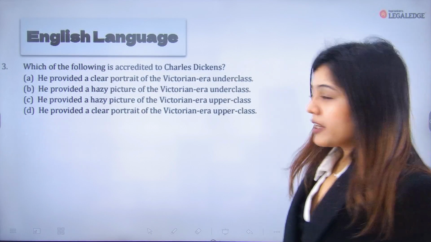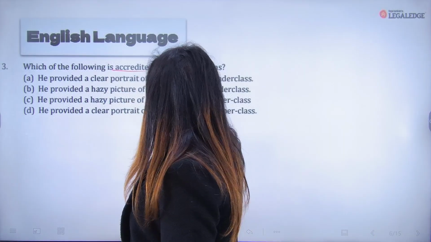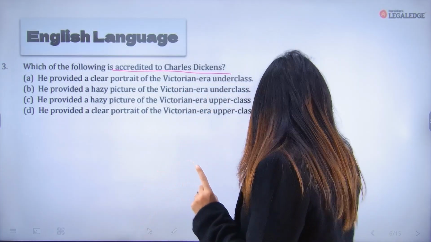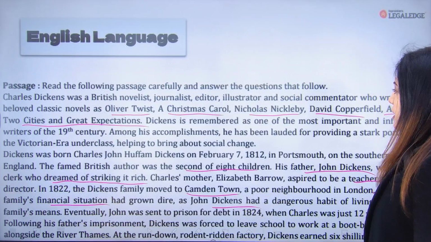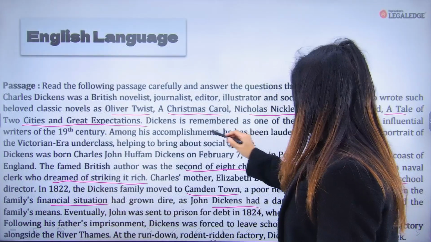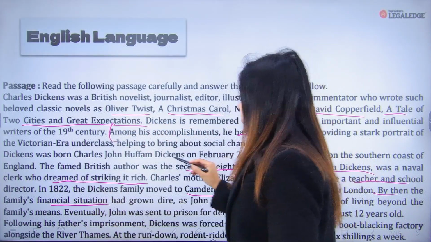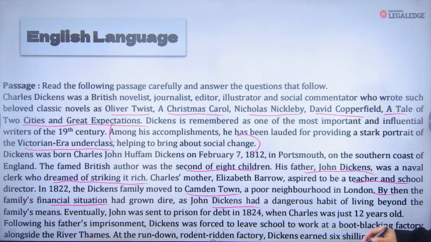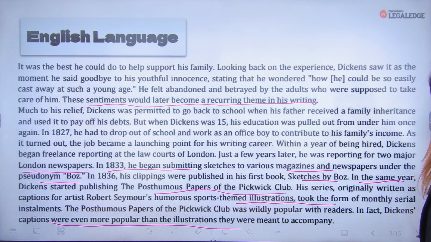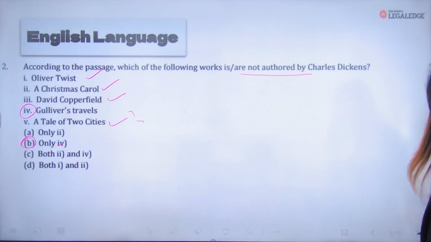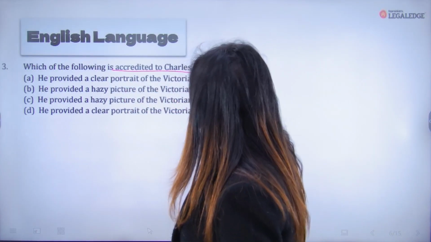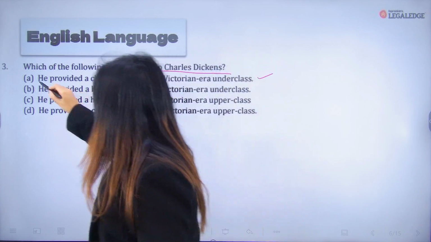Again, another direct question. Which of the following is accredited to Charles Dickens? So what exactly did he write about? Again, you need to go back to the first paragraph, last line. He wrote very vividly about the Victorian era underclass, right? So this is the answer, and let's choose the option. He provided a clear portrait of the Victorian era underclass. True. This is the answer.